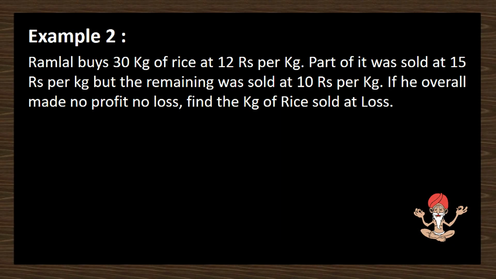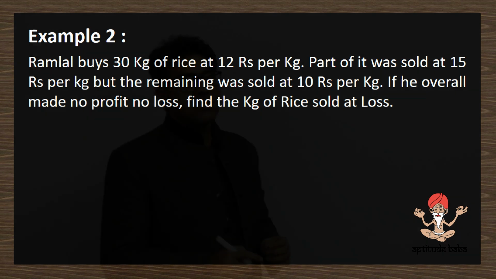Ramlal buys 30 kg of rice at 12 rupees per kg. Part of it was sold at 15 rupees per kg and the remaining was sold at 10 rupees per kg. If he overall made no profit, no loss, find the kg of rice sold at loss.